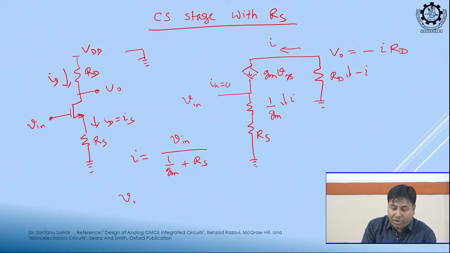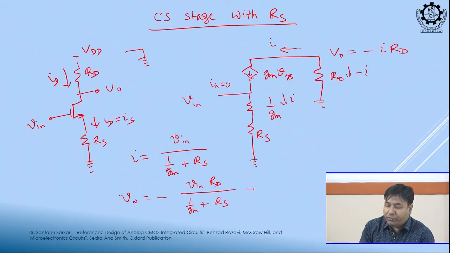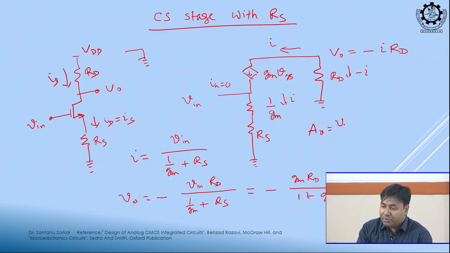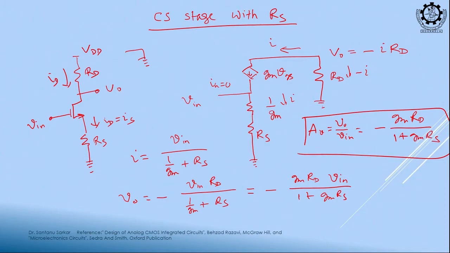So, what is our V0? V0 is equal to minus Vin RD by (1 by gm plus RS). If you rearrange this, multiply with gm, what it becomes? Minus gm RD Vin by (1 plus gm RS). So, what is your Av now? V0 by Vin is equal to. Can you solve that now?